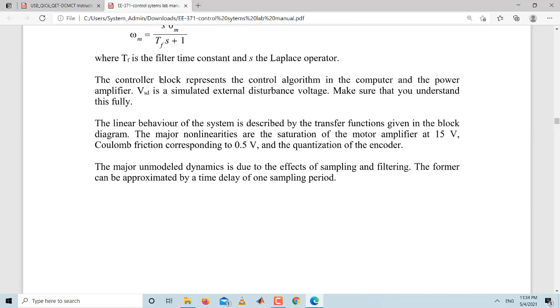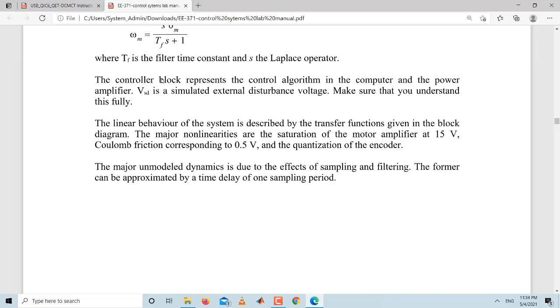Okay, we know that our system is linear because of the transfer functions that we have developed. The non-linearities are not being considered. So whatever we are going to discuss in today's lab, we will be talking about the linear behavior of the system.